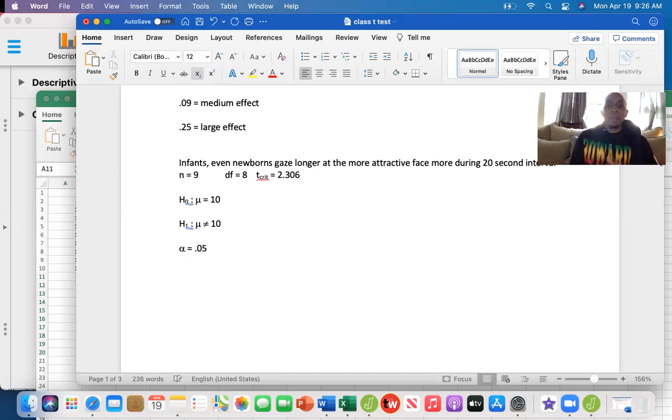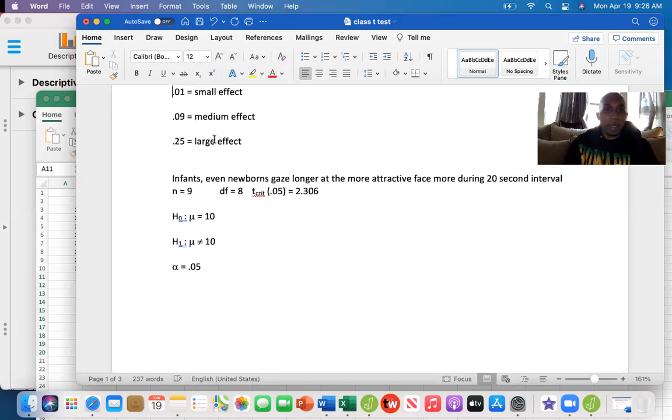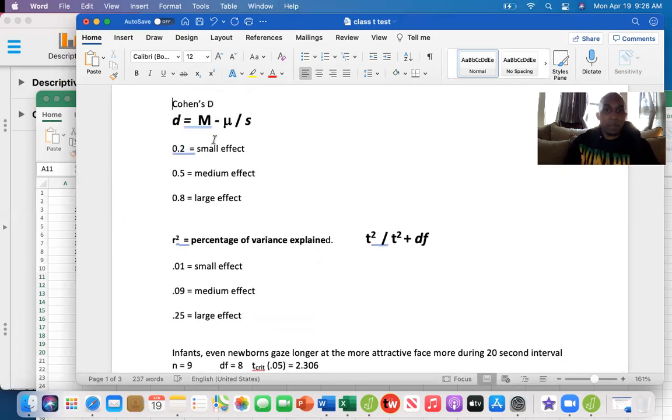So we need a t-value that's greater than 2.306 in order to reject the null hypothesis. Sorry, 0.05. Our critical t at 0.05 is equal to 2.306. All right, so we're about ready to go. And again, we're going to look at our Cohen's d after we're finished.